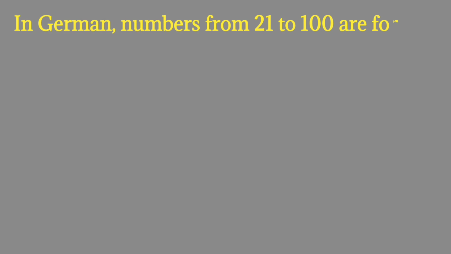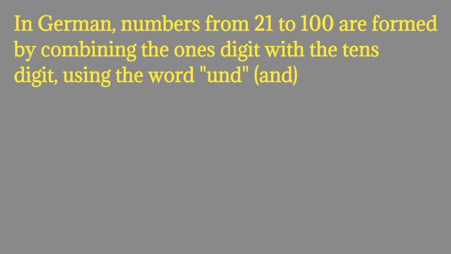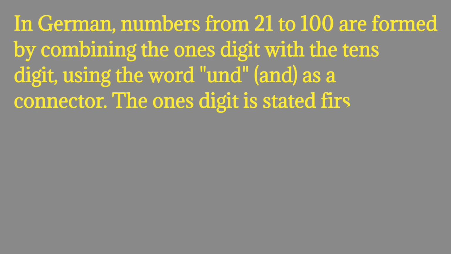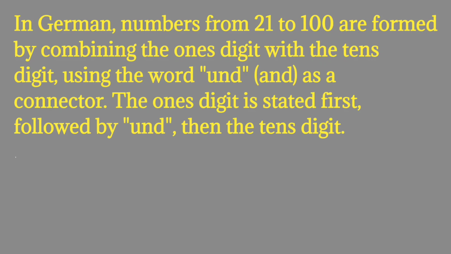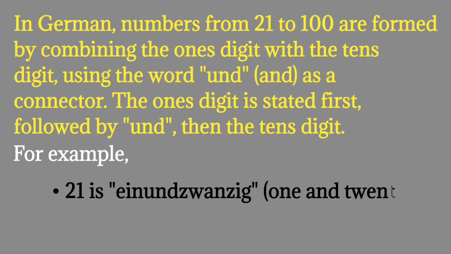In German, numbers from 21 to 100 are formed by combining the ones digit with a tens digit, using the word und as a connector. The ones digit is stated first, followed by und, then the tens digit. For example, 21 is einundzwanzig.